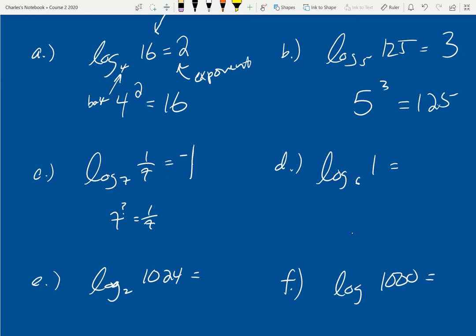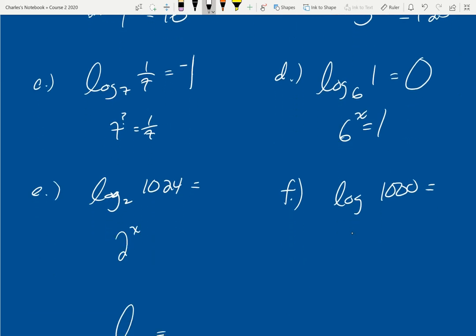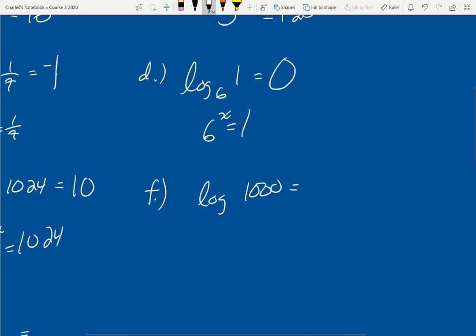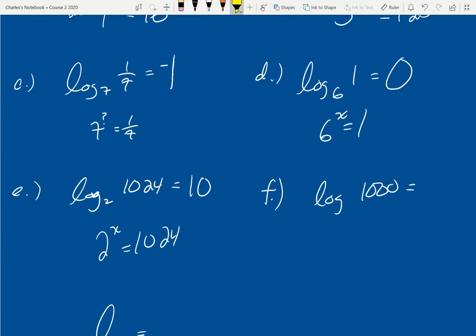I could think of log base 6. 6 to what power is equal to 1? Well, that's 0. 2 to what power is equal to 1024? Well, you may not know that off the top of your head, but I do because I'm a nerd like that. So that's 10.